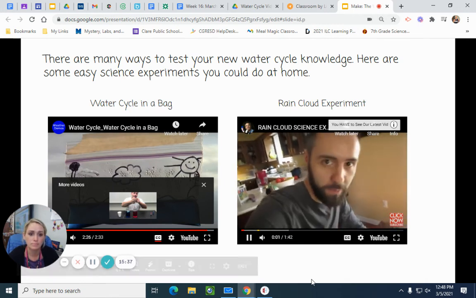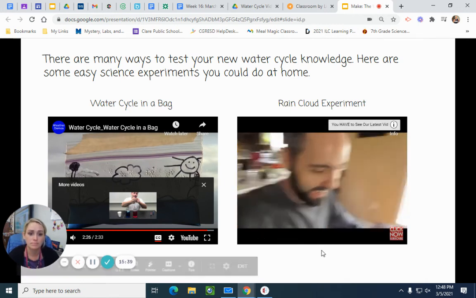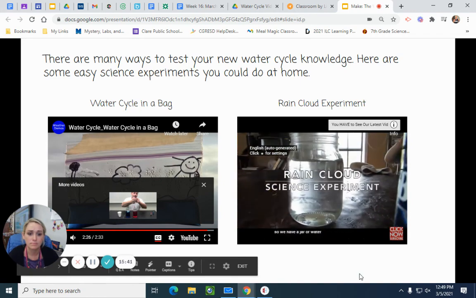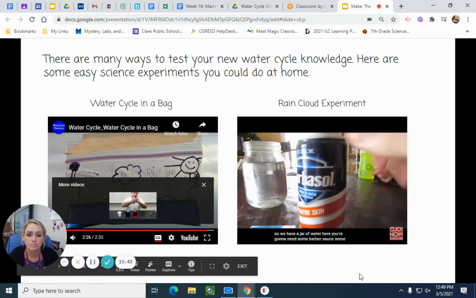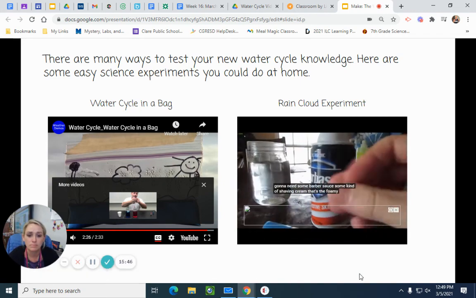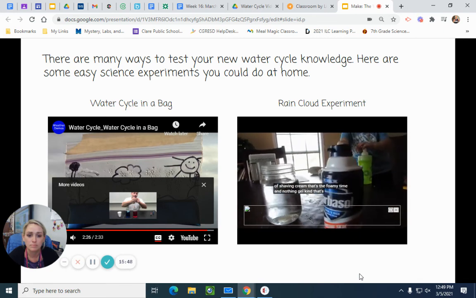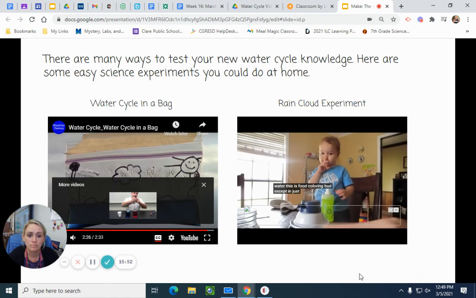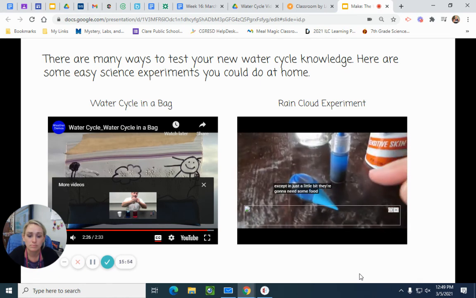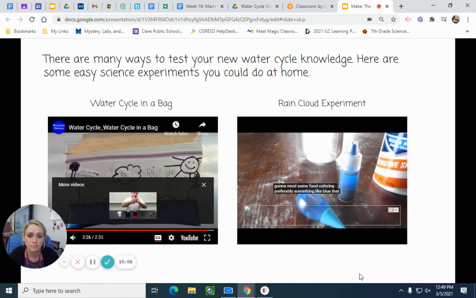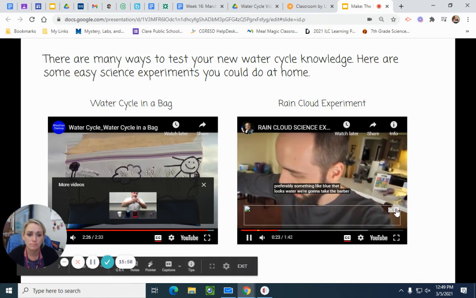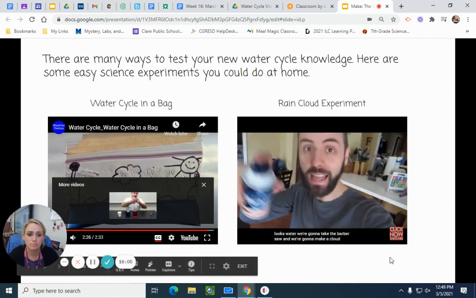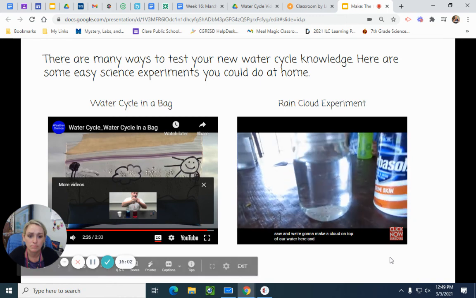Hey guys, we're going to do a little science experiment to learn about rain today. We have a jar of water here. You're going to need some Barbasol, some kind of shaving cream that's the foamy kind and not the gel kind. And this is food coloring. You're going to need some food coloring too, preferably something like blue that looks waterish. We're going to take the Barbasol and make a cloud on top of our water here.